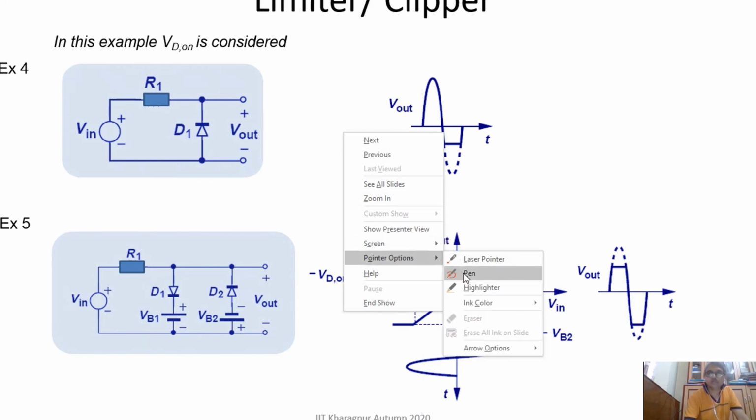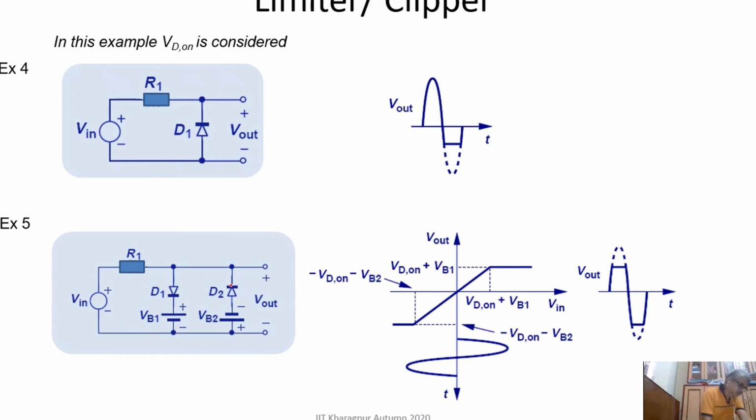We are applying two diodes here, as I mentioned, and two supply voltages VB1 and VB2. So diode D1 will be on when, if you see carefully, this Vin is at least VD on plus VB1. Then this diode will be on, okay, right.